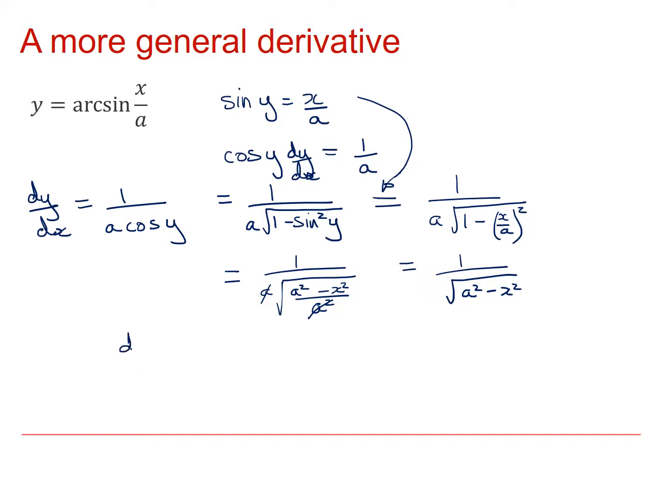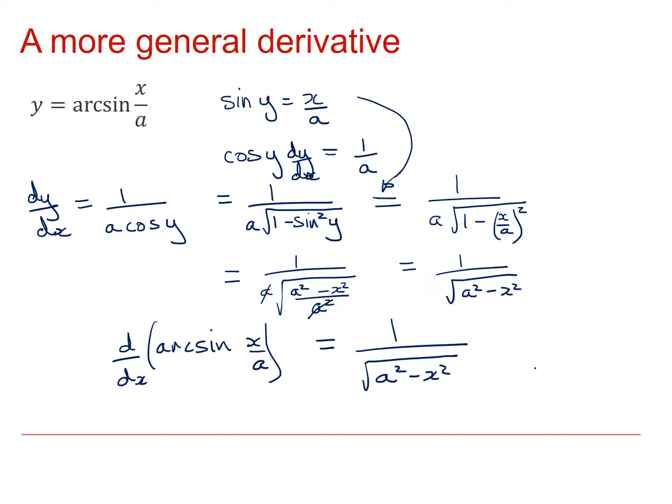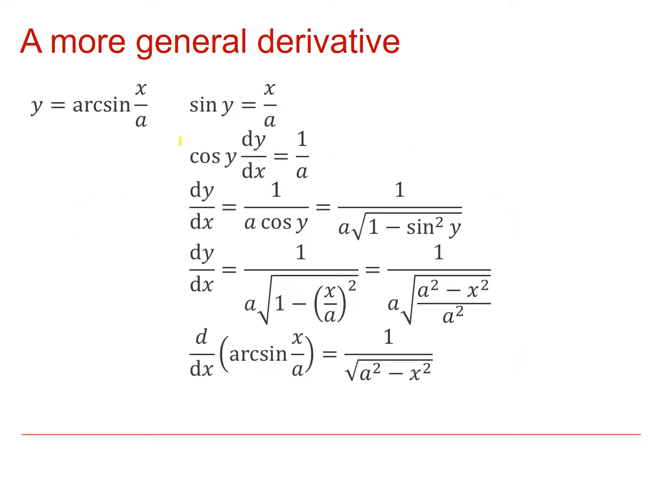And therefore, finally, I can say my derivative of arcsin x over a is equal to 1 over the square root of a squared minus x squared. Again, that's been tidied up for you. Rearrange the function, implicit differentiation. Quite a bit of work to get this down to something in terms of x, but there's my final result.